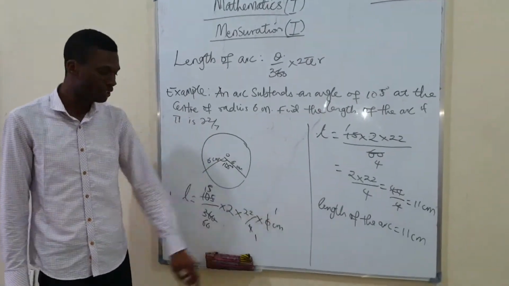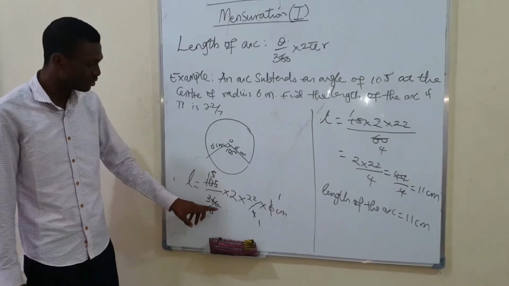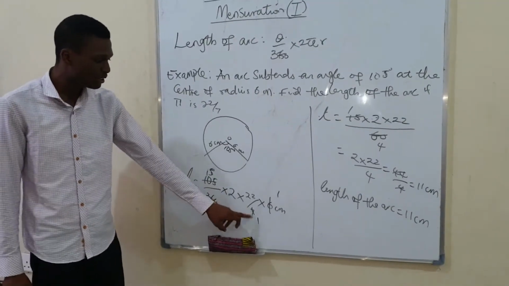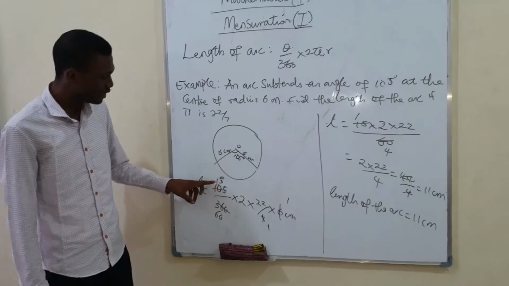6 into itself is 1. 6 into 36 is 6. Into 0 we have 0. 7 into itself is 1. 7 into 10 is 1 remainder 3.